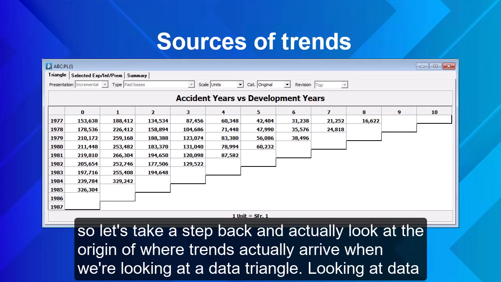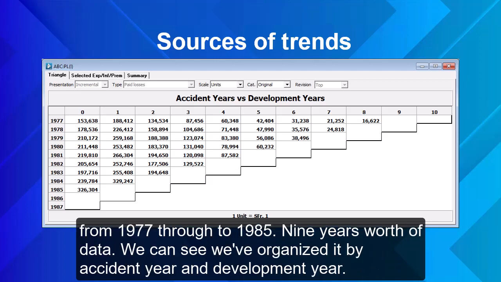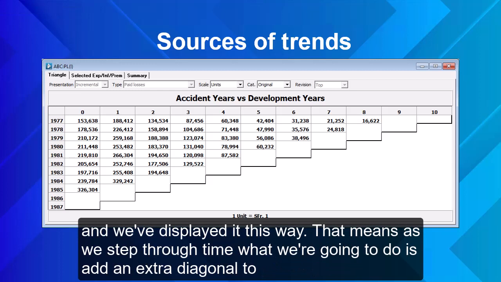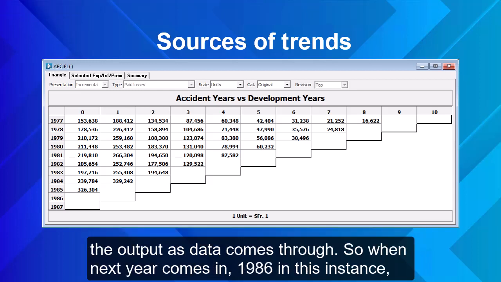So let's take a step back and actually look at the origin of where trends actually arise when we're looking at a data triangle. Here we're looking at data from 1977 through to 1985, about 9 years worth of data. We can see we've organized it by accident year and development years, and we've displayed it this way. So as we step through time, we add an extra diagonal to the output as data comes through.